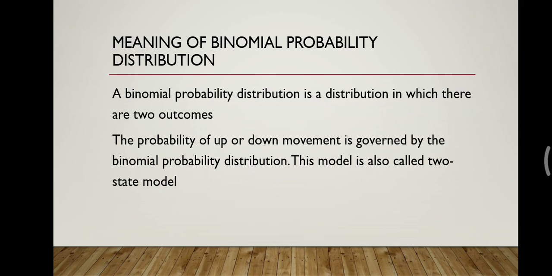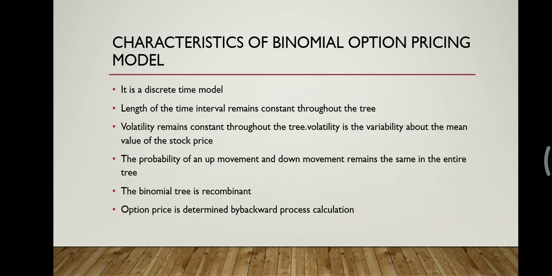Okay, then we move to the characteristics of the binomial option pricing model. What are the characteristics of the binomial option model? It is a discrete time model. The length of the time interval remains constant throughout the tree. That is, if the interval between the nodes is in months, it will be months everywhere, and if it is in terms of years, it will be years everywhere. Okay. Then volatility remains constant throughout the tree.